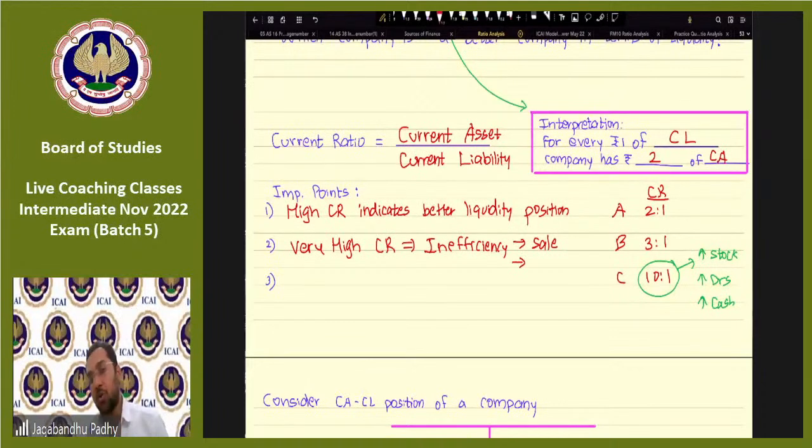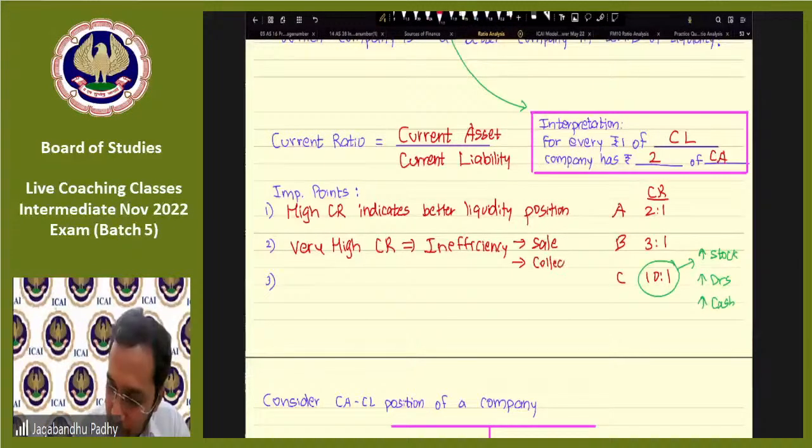Sir, I have got a huge amount of debtors. I have sold the goods, but I have not yet collected the money. What's the use? If you are selling the goods, but you're not able to collect the money, what does that indicate? There is an inefficiency with regards to collection.